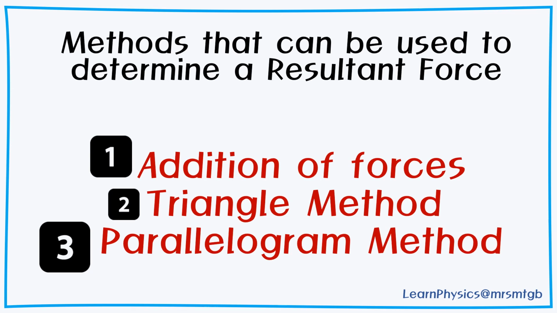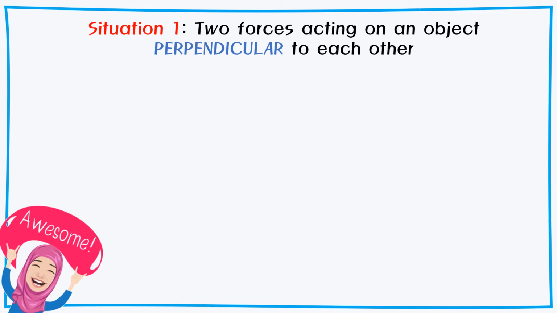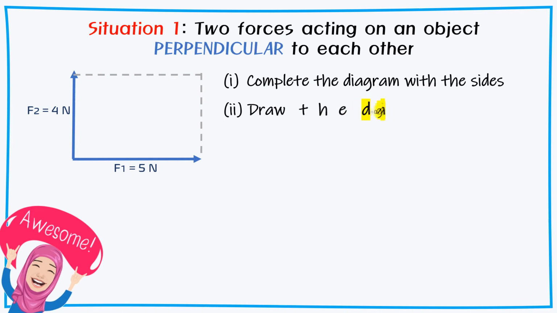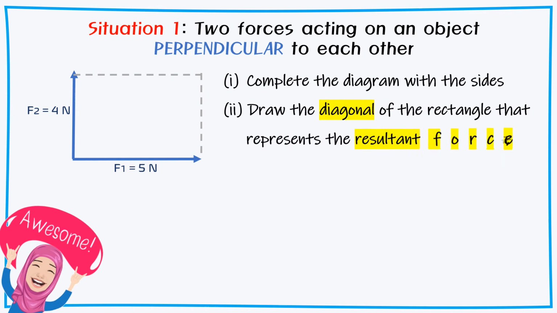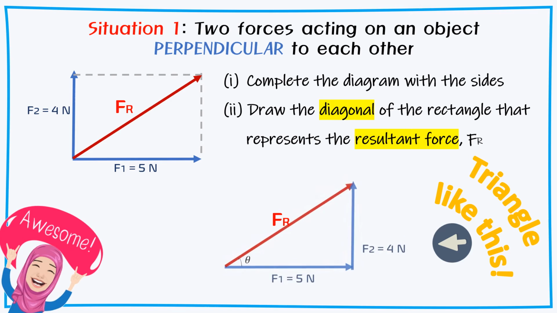Let's see method number 2, triangle method. Situation 1: two forces acting on an object perpendicular to each other. For the triangle method, let's say we have force 1, 5 Newton, and force 2, 4 Newton, perpendicular to each other. Complete the diagram with the sides. Draw the diagonal of the rectangle that represents the resultant force. And the triangle will be like this.